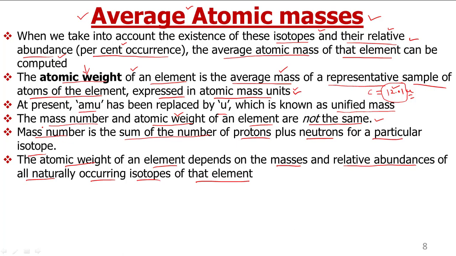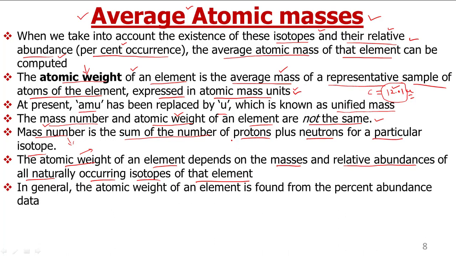While calculating mass number, we simply count how many are the protons and how many are the neutrons, and add them. This gives you the mass number. Whereas atomic weight is calculated as the average of the masses of all the isotopes of the element. The atomic weight of an element is found from the percent abundance data, like I said.